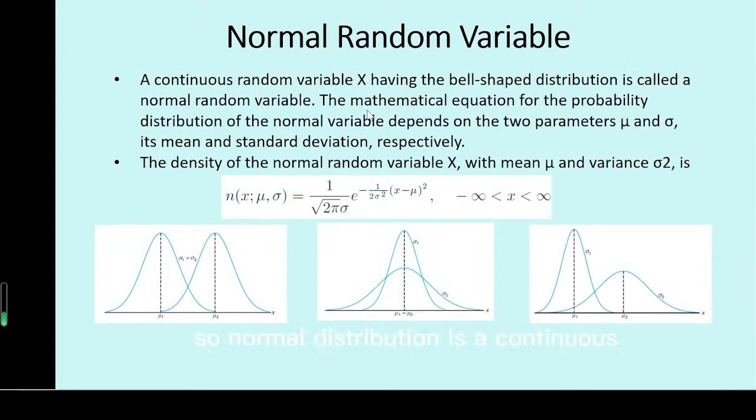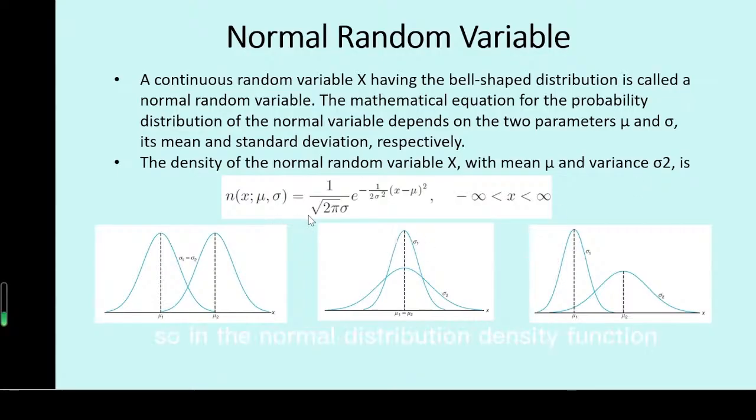The normal distribution is a continuous distribution, and its random variable has a bell-shaped figure. So these two are normal distribution density curves, these two also, and these two. Its density function, called n(x; mu, sigma), has two parameters. One is the mean, mu, and the other is the standard deviation, sigma. We also use the variance, sigma squared.